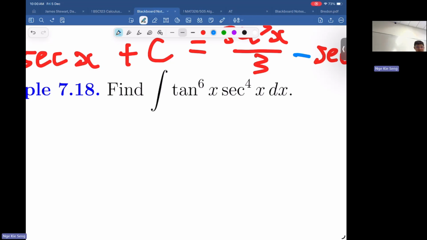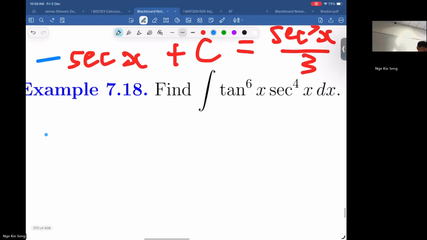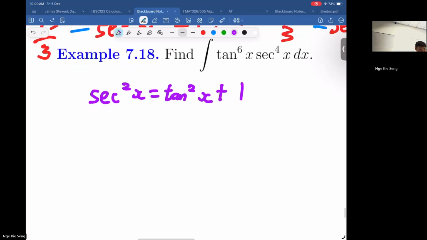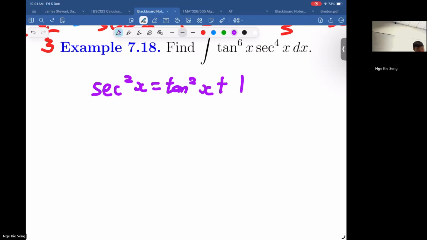Okay, very similar formula we're gonna use. Basically, we need secant square x again equals to tangent square x plus 1. Okay, so let's see what this can do for us. So try. We just try first.